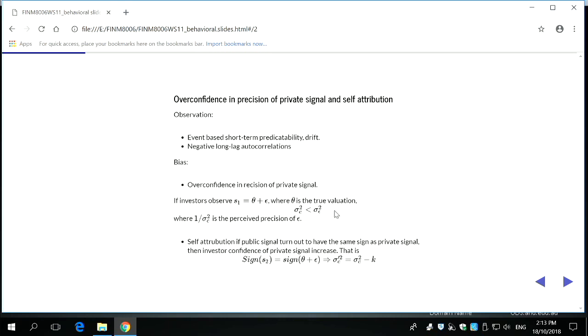Self-attribution is that if the public signal confirms the private signal, which means the public signal has the same sign as the private signal, then the investor becomes more confident in their own signal. If the sign of this public signal S2 equals the sign of the private signal theta plus epsilon, then you will update your confidence to be more precise. So this variance, sigma c squared, will decrease.